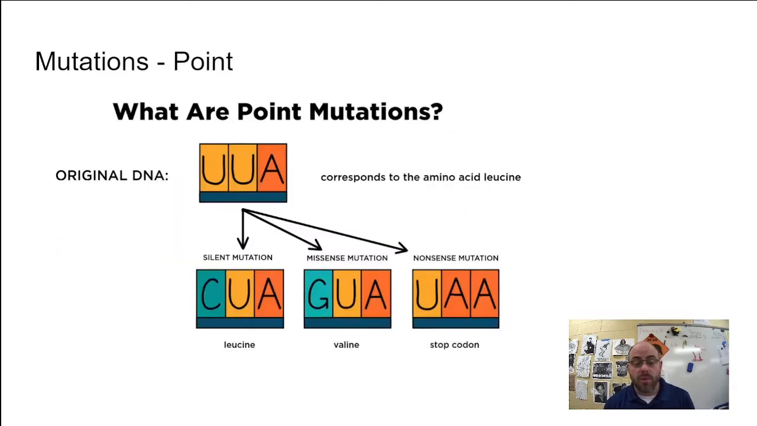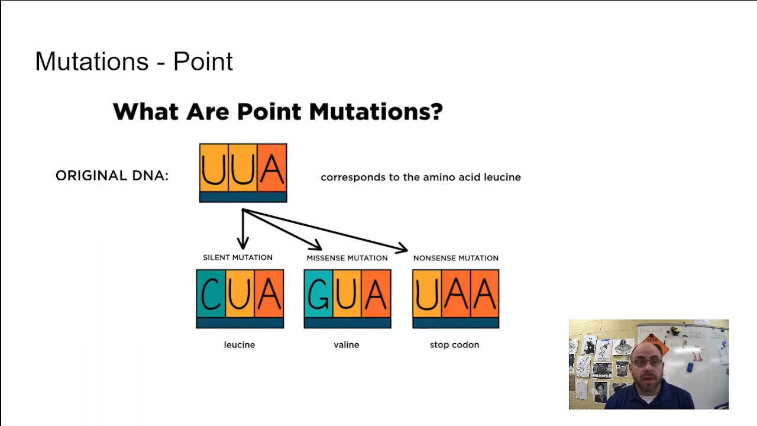There are different kinds of mutations. Let's talk about them. There are point mutations. A point mutation is when a single base has been changed. The original is supposed to be UUA, but if you have a CUA, that's different. So that's a mutation. However, there can be three different outcomes of these point mutations.